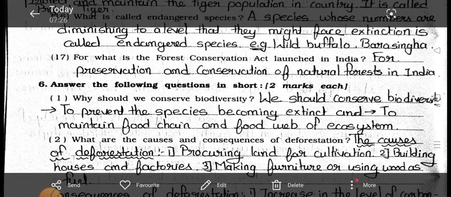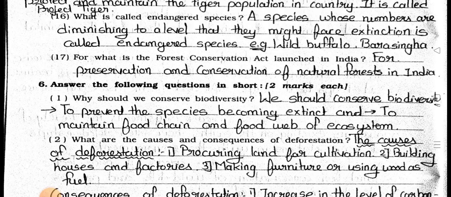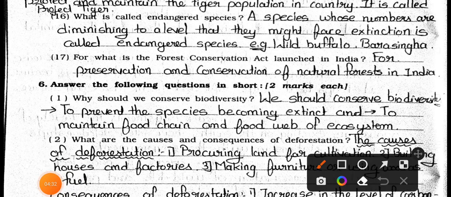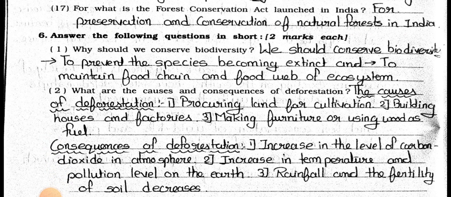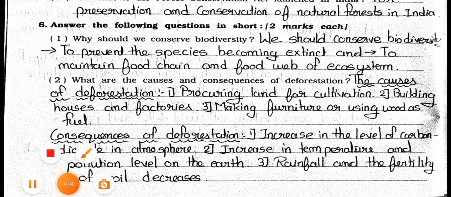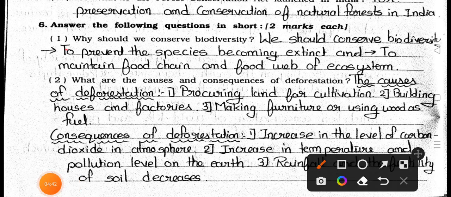Number 17. For what is the Forest Conservation Act launched in India? Answer is for preservation and conservation of natural forest in India. Q.6. Answer the following questions in short, 2 marks each. Question number 1. Why should we conserve biodiversity? We should conserve biodiversity to prevent the species becoming extinct and to maintain the food web of ecosystem.